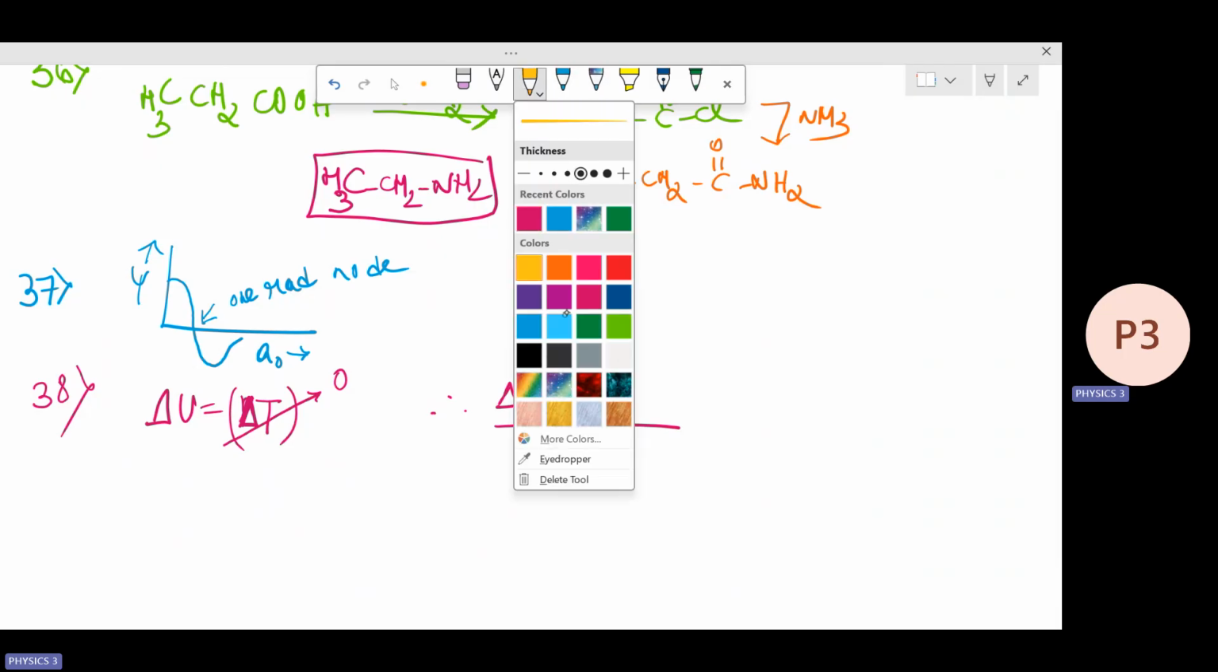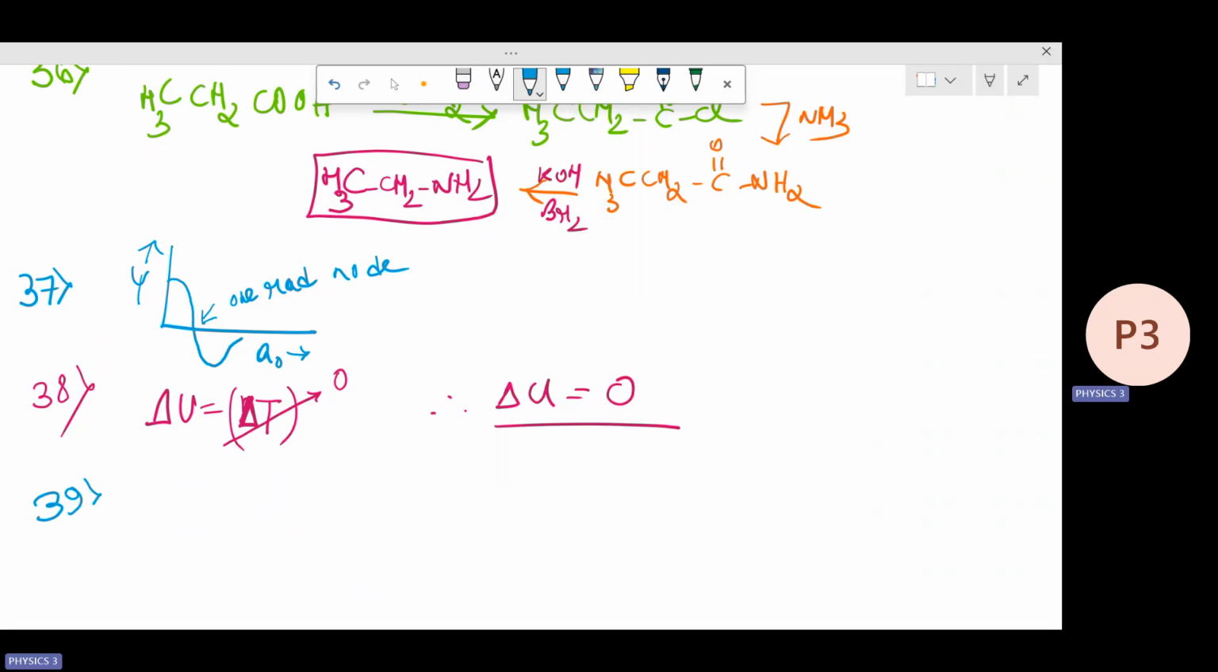Next question. Okay, no, I skipped one question, 39. They are asking about the structural feature of protein, what type of linkage it has. Protein possesses simple peptide linkage.